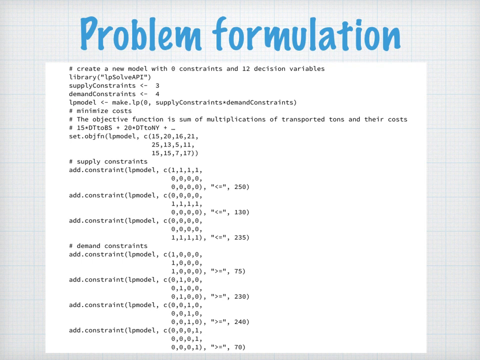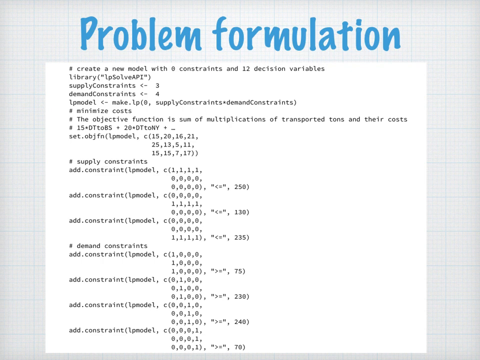Similarly, the second constraint is with regard to shipments from Pittsburgh to each of the 4 print shops. Therefore, the first row is all zeros, the second row, which refers to Pittsburgh, is all ones, and then the third row is all zeros. The final supply constraint refers to Buffalo.